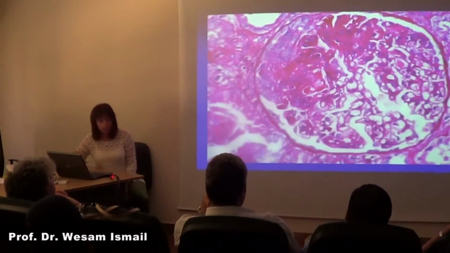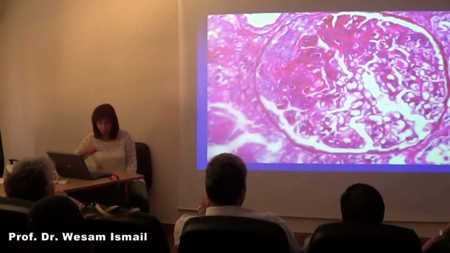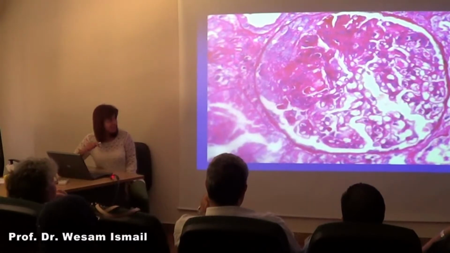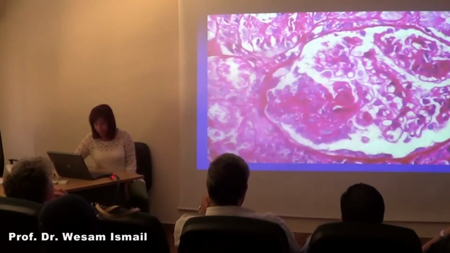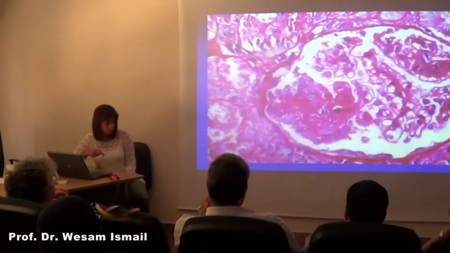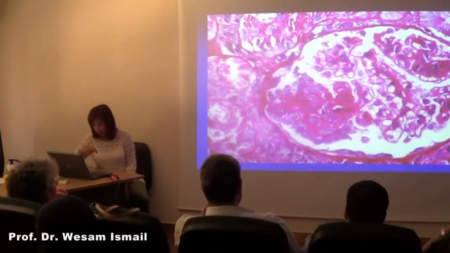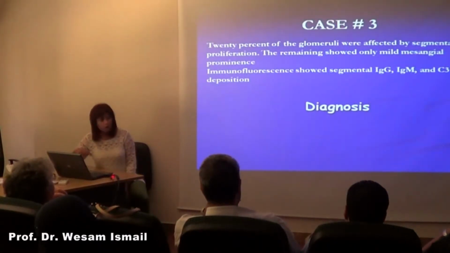This is an H&E stain, and I apologize for the quality of the pass, it just happened this way. But you can see that actually this glomerulus is almost unremarkable, and you can see the segmental lesion and an early crescent here. And that's another pass, again with a beautiful segmental necrotizing region in one area. 20% of the glomeruli were affected by this segmental proliferation, with the remaining only showing mild mesangial prominence.